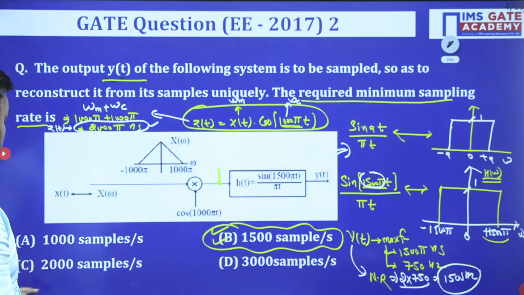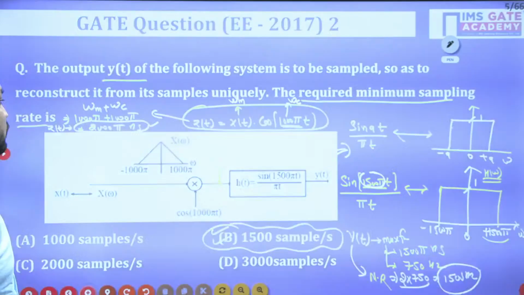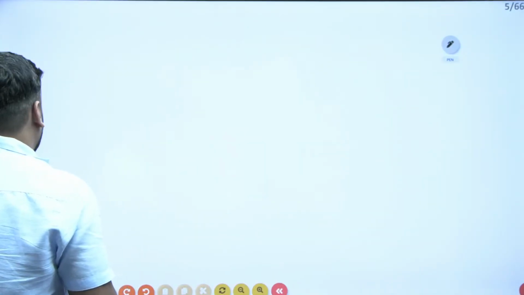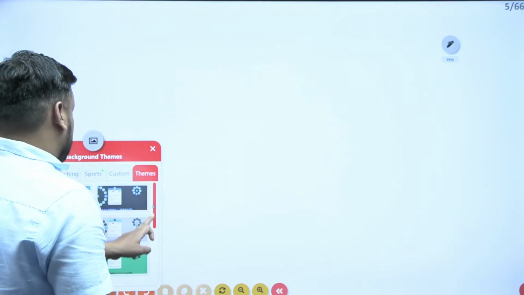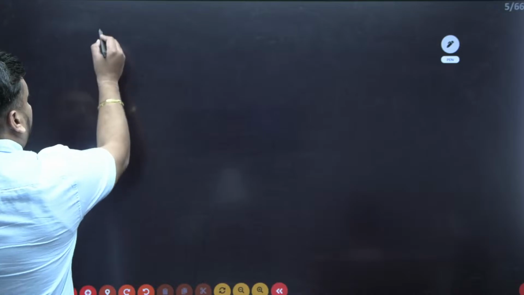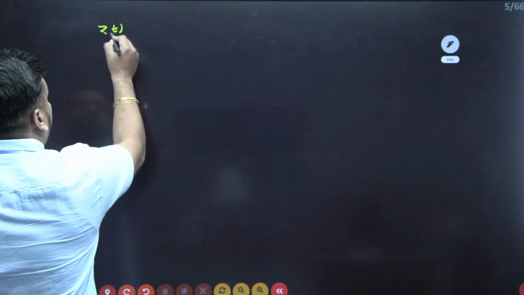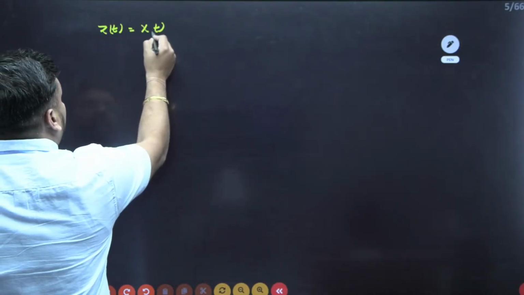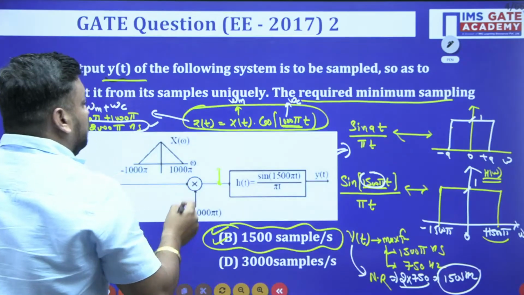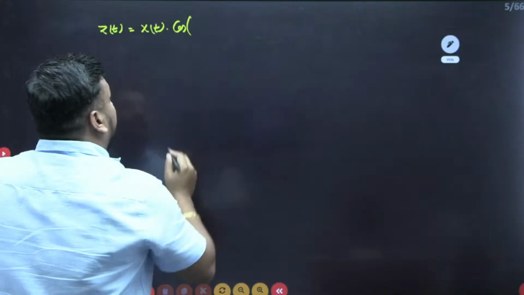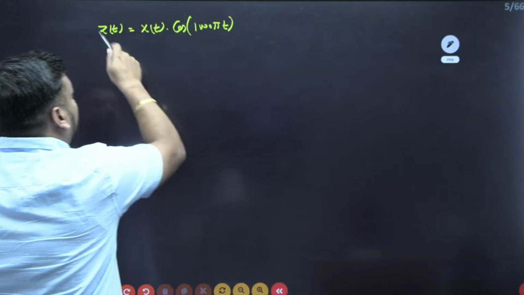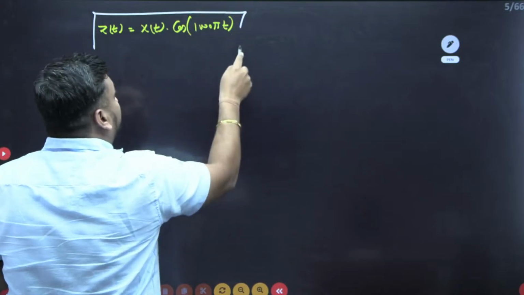If I go for the lengthy, conventional approach, then conventionally you can also think like this. Conventionally for this question, how can you solve? What is my z(t)? My z(t) is nothing but x(t) into cos of 1000 pi t. However, I already got the answer. I am just giving you an idea how conventionally you can solve the same question.